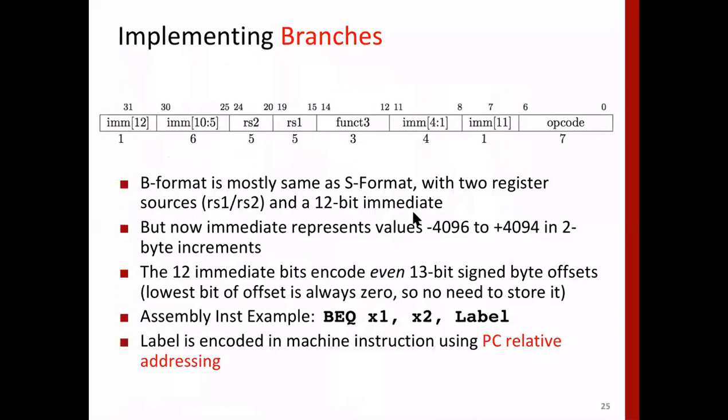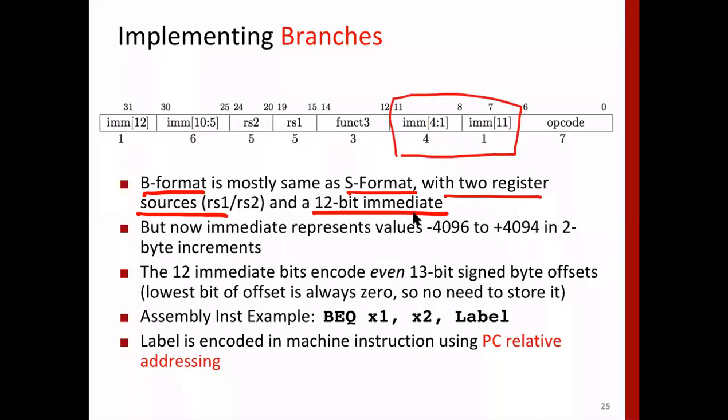This is the format, the B format. It's similar to the S format, meaning it has 2 registers and a 12-bit immediate. Note that when we say similar, it's not exactly the same, because the positions of some fields are different. For example, the immediate field is different: the 11th bit of the immediate is here, bits 1 to 4 are these bits, 5 to 10 are here, and 12 is here. Remember that we discussed this in detail.